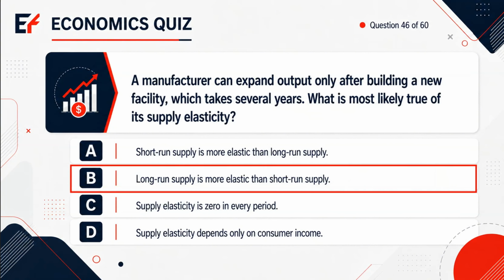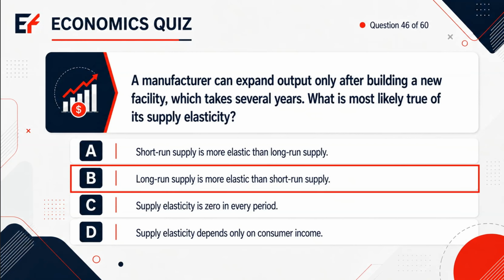Let's focus on the role of time. In the short run, the manufacturer cannot expand output much because building a new facility takes several years. Over the long run, the firm has enough time to increase capacity, add equipment, and adjust production more fully. Option B is correct because supply usually becomes more elastic when producers have more time to respond to price changes.